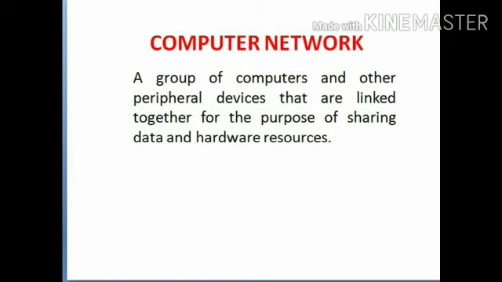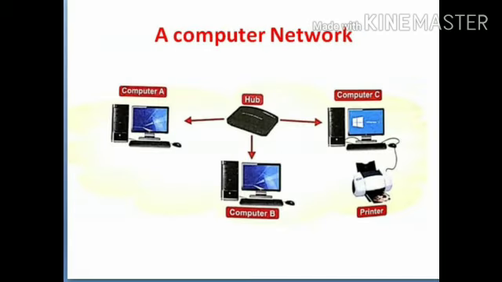Coming to our first topic, that is computer network. A group of computers and other peripheral devices. Peripheral devices means the devices that are connected with the CPU. So a group of computers and other peripheral devices that are connected together for the purpose of sharing data and hardware resources. Connected computers can share resources like access to the internet, printers, file servers, and others. The most common resource shared today is the connection to the internet. The internet itself can be considered a computer network.